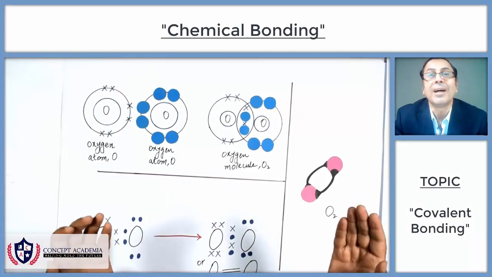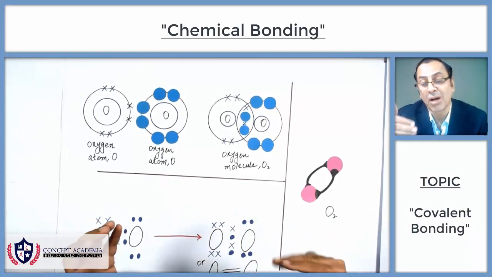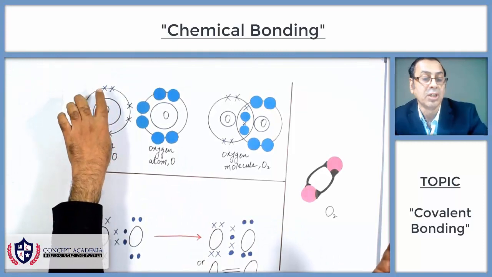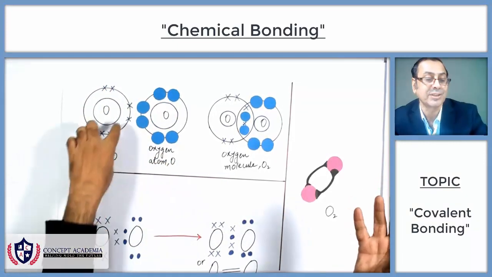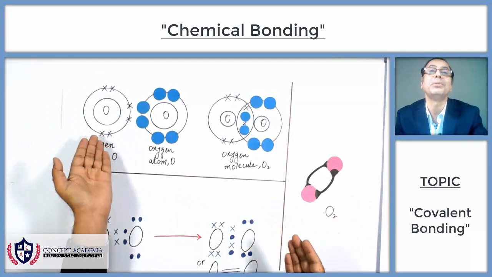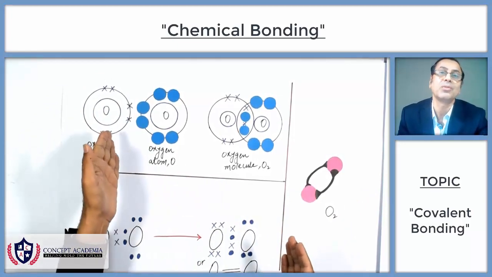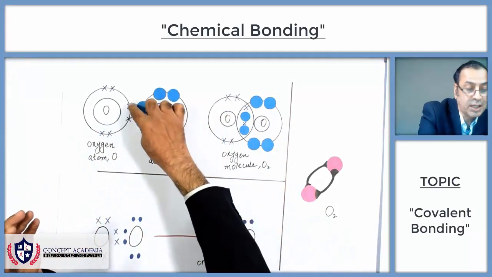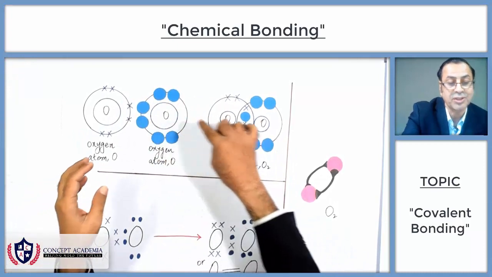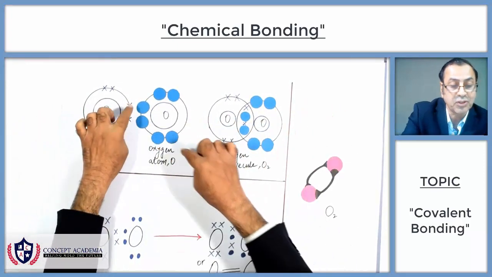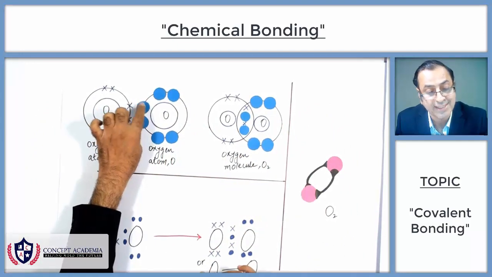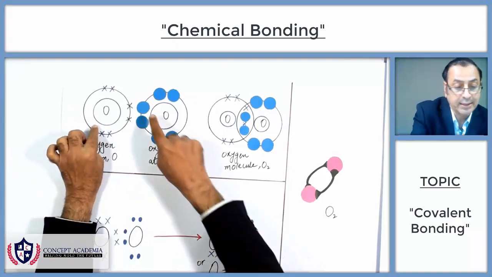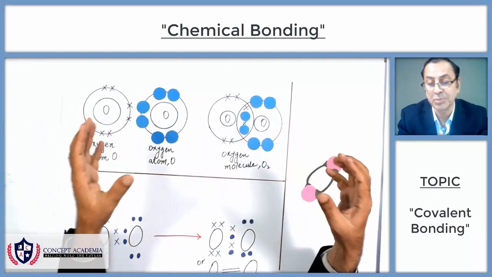Remember that they need to complete the octet to get 8 electrons, but they have 6, so they need 2 more. Each atom of oxygen needs to contribute 2 electrons. This oxygen contributes 2 electrons, and this oxygen contributes 2 electrons, so that is a mutual sharing of electrons. This electron will be shared with this electron, and this electron will be shared with this electron.